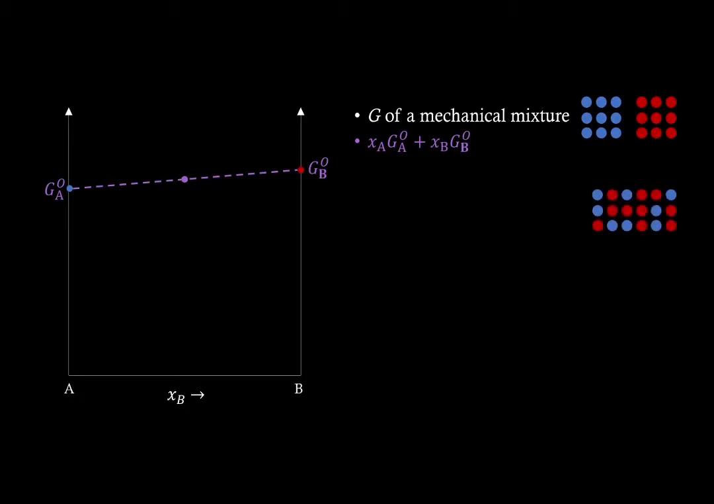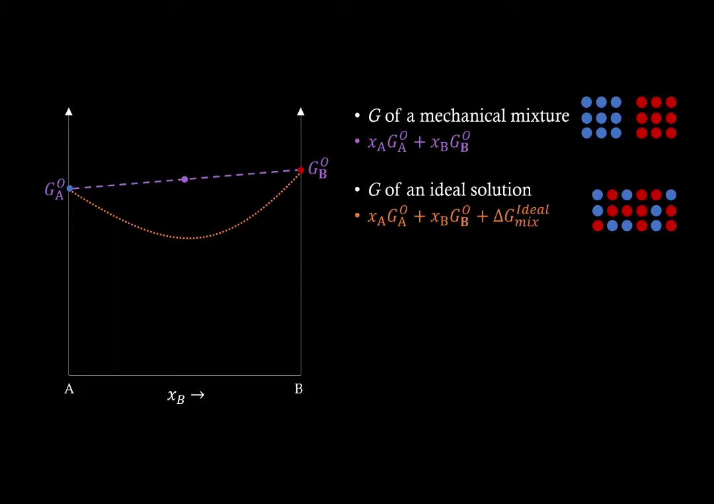Now imagine the solution like this. In the solution, if it is an ideal solution, what will be its Gibbs energy? It will be this curve, right? Which is nothing but the pure element contribution plus delta G mix ideal. This delta G mix ideal will have this shape. We know it comes from T delta S mix, and it has a negative sign also. So it is going to be a convex curve like this.